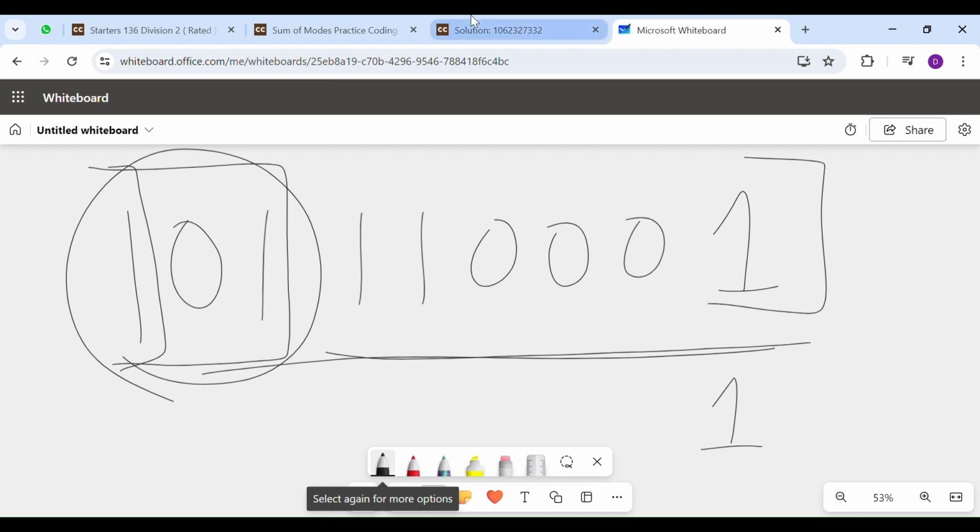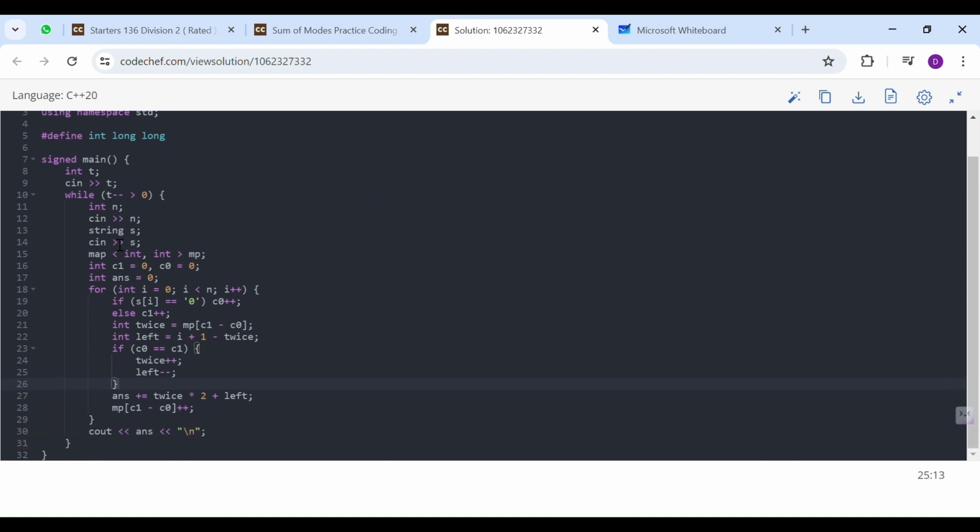Now let's implement that thing. Okay. I have a map which stores the count for every type of difference. This contains the count of ones. This is having the count of zeros. Now I increment my count of 0 and 1 accordingly. Now for the difference between ones and zeros, I want the count of that many differences occurring previously. So those are my twice elements and the remaining is left.